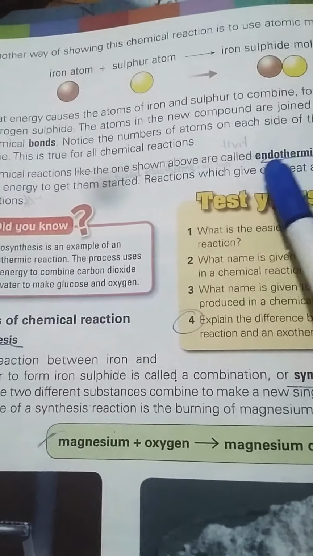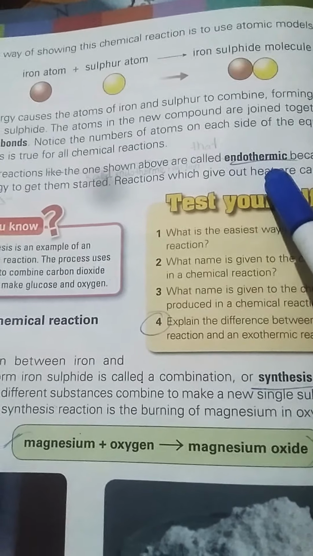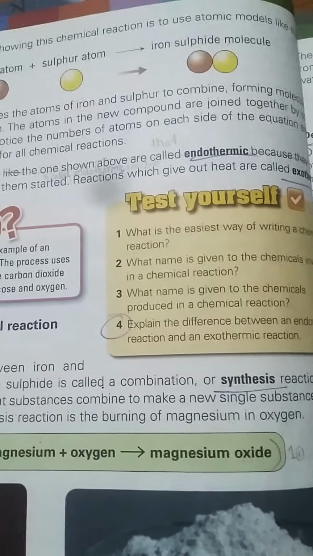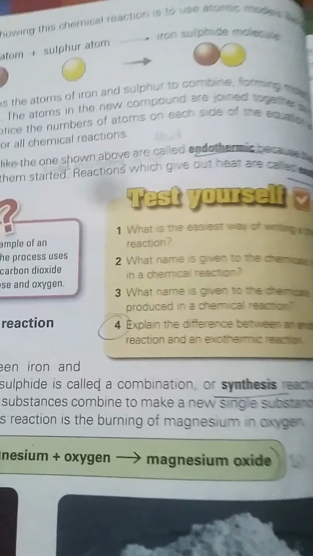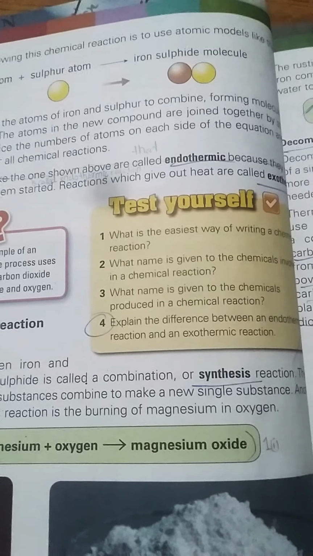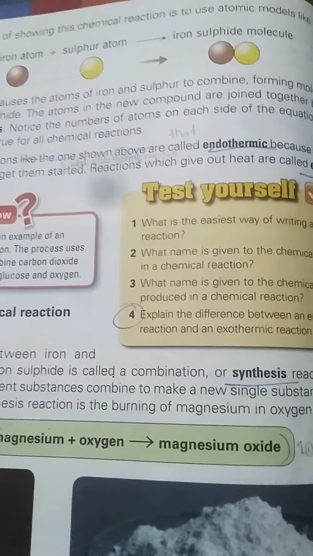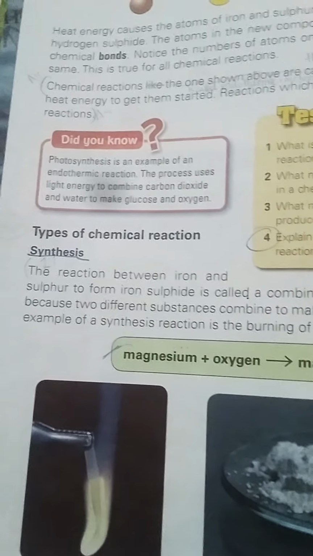So can you give an example of an endothermic reaction? The most common example of an endothermic reaction is photosynthesis, which is done by plants to make their food from sunlight. They take light energy, carbon dioxide, and water, and then they make oxygen and glucose, which is used by them and also by animals as food.